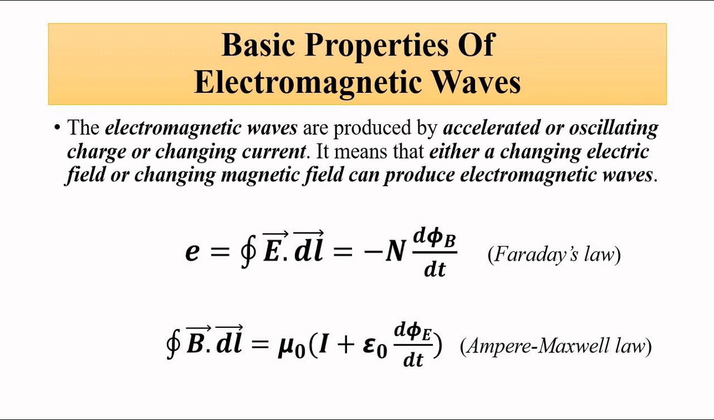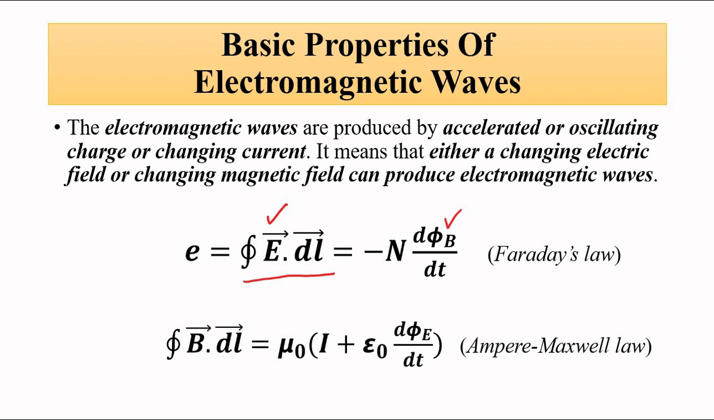So here, as we can see, Faraday's law states that the EMF induced, which is expressed as the line integral of electrostatic field, is related to minus N dΦB by dt, which is the rate of change of magnetic flux with respect to time. So the line integral of electric field is related to the rate of change of magnetic flux with respect to time. So a change in one affects the other.